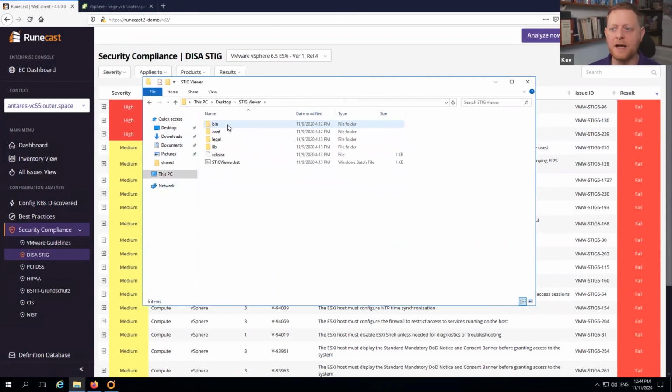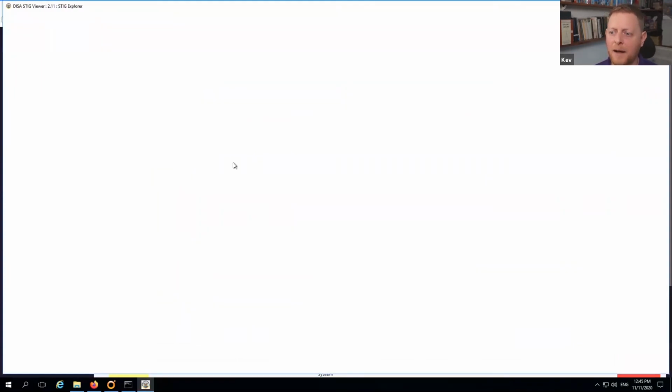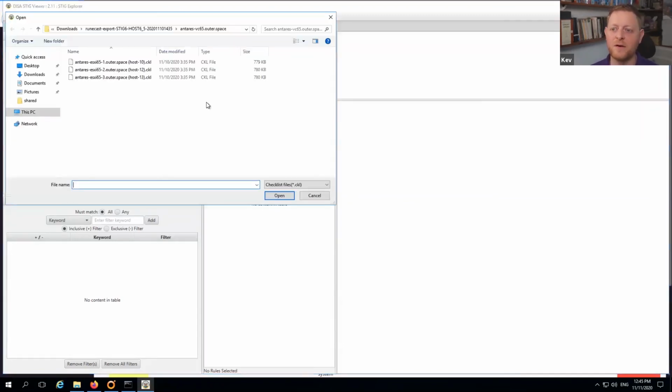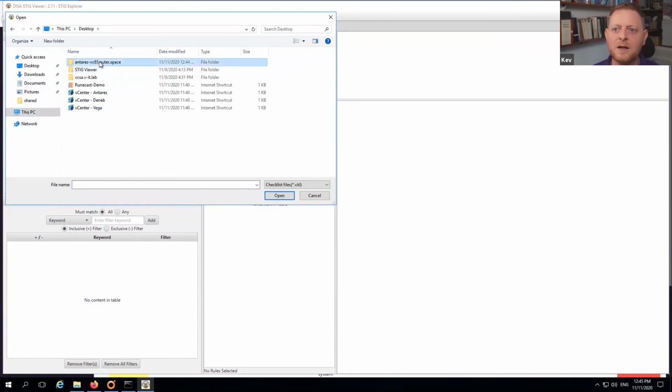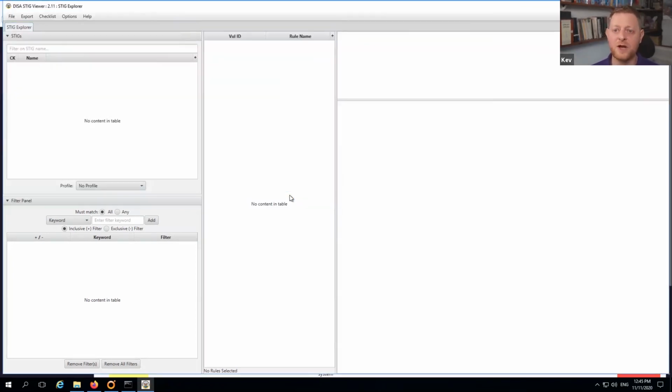STIG viewer is an application you can download from the DISA website. It's freely available. Depending on what platform you're on, you may need to install something nasty like Java. But what we can do is go to the checklist and open a checklist from a file. If I go to the desktop, I need to do some cleanup here as well. We can see I've got three checklist files. I can open all three checklists.